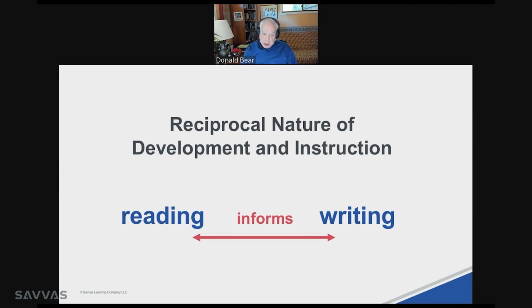There's a reciprocal nature between reading and writing. It's part of that formula that reading influences writing and writing influences reading. Stephen King talks about it, that if you want to be a great writer, you have to do a ton of reading.